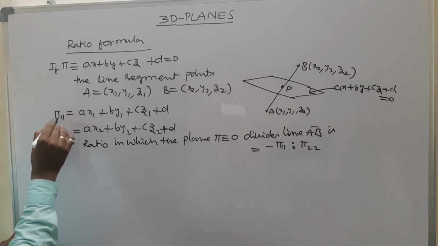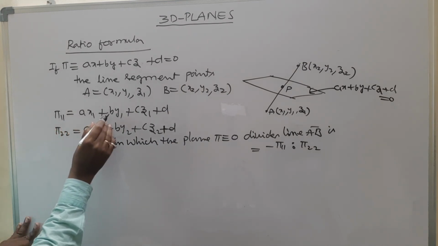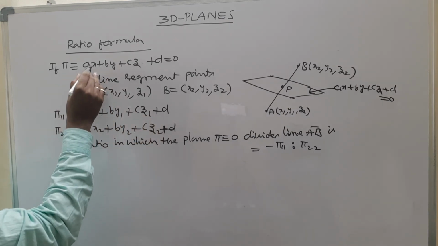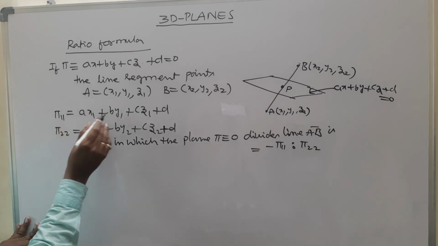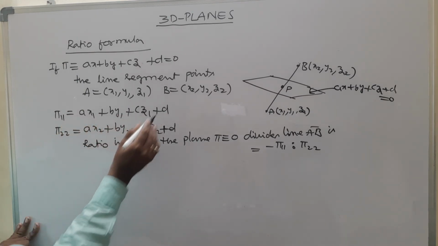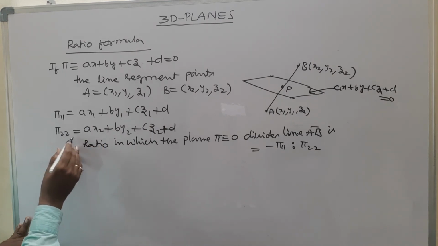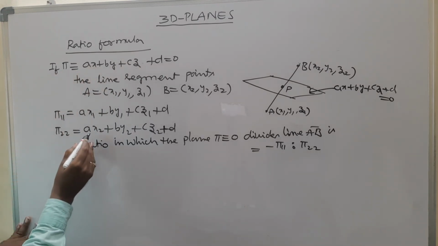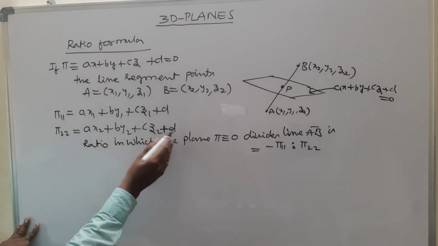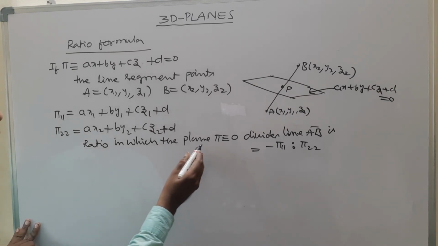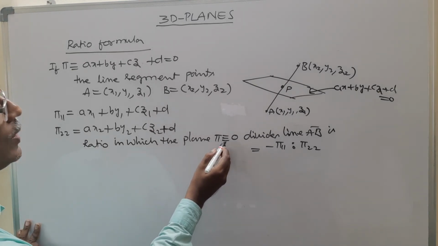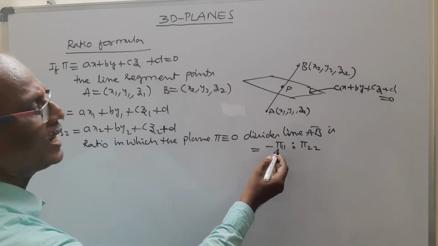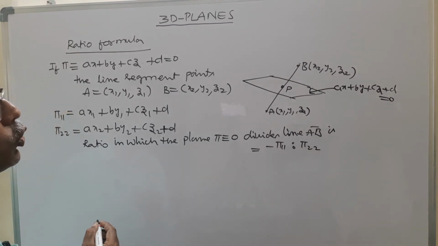Here the notation pi 11 is ax1 plus by1 plus cz1 plus d. Substitute capital A points in the plane: pi 11, ax1 plus by1 plus cz1 plus d. Next one, pi 22. B points x2 comma y2 comma z2, substitute in plane equation: ax2 plus by2 plus cz2 plus d. Ratio in which the plane ax plus by plus cz plus d equal to 0 divides the line AB. Formula: minus pi 11 is to pi 22.